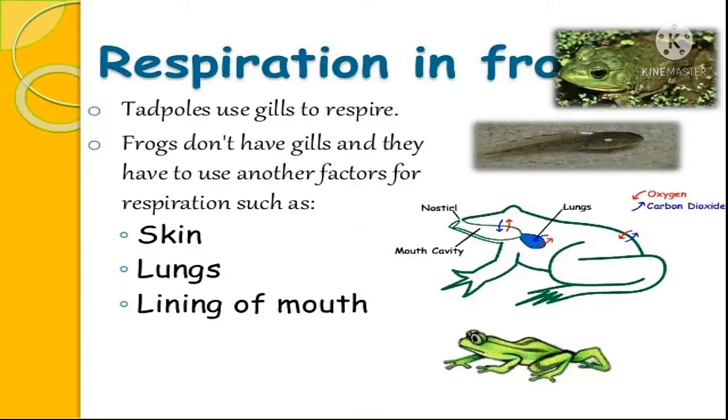The next organism which we take up for the study is a frog. Just like the fishes, the young one of the frog is the tadpole, and they respire through external gills. In the fishes, I told you it is the internal gills, whereas in the frog it is the external gill. Adult frogs don't have gills and they use other means for respiration such as skin, lungs, and lining of the mouth. So the frog has three respiratory surfaces on its body, and it uses these to exchange gas with the surroundings: the skin, the lungs and the lining of the mouth.